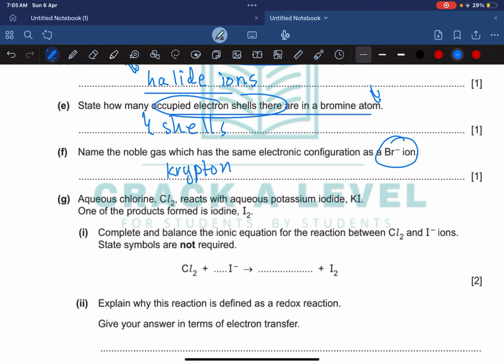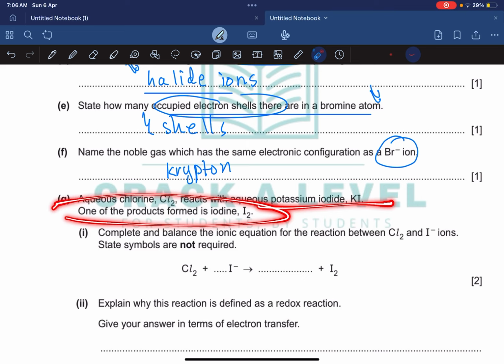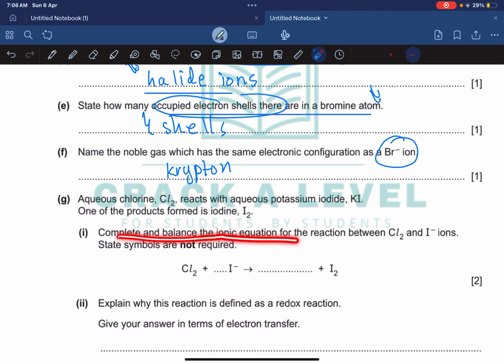Okay, aqueous chlorine Cl2 reacts with aqueous potassium iodide. One of the products formed is iodine. Complete and balance the ionic equation for this reaction between chlorine and iodide ions. State symbols are not required. Okay, state symbols, basically these are your symbols like aqueous, solid, liquid. These are your state symbols. Okay, we don't have to write it.